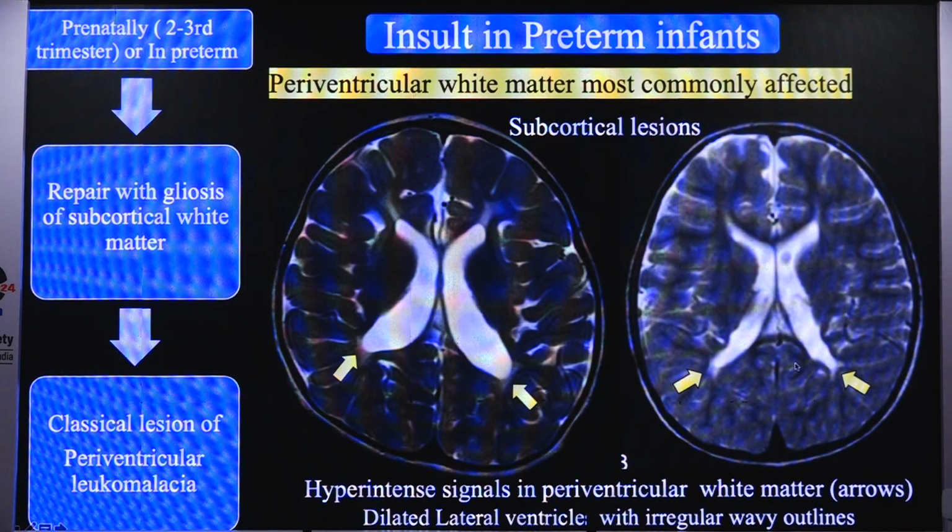Now, insult in the later part, that is in the second and third trimester or in preterm children, causes repair with gliosis of the subcortical white matter, and they lead to the classical lesion of the periventricular area, or periventricular leukomalacia. So, periventricular white matter is the most commonly affected in preterm babies, and you can find hyperintense signal in the periventricular white matter with dilated and irregular ventricles.